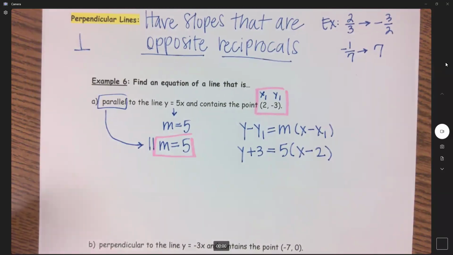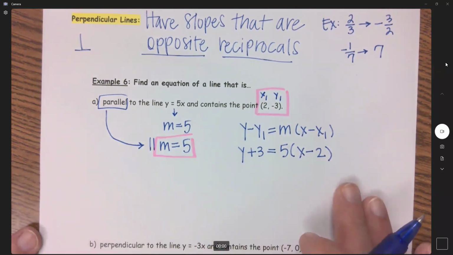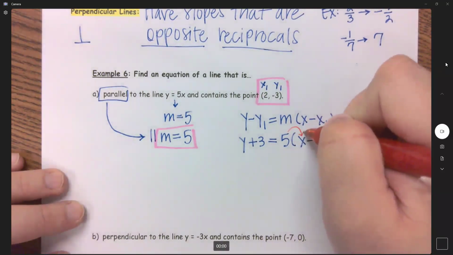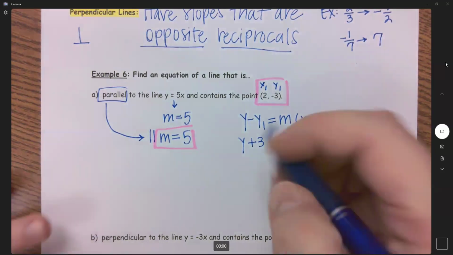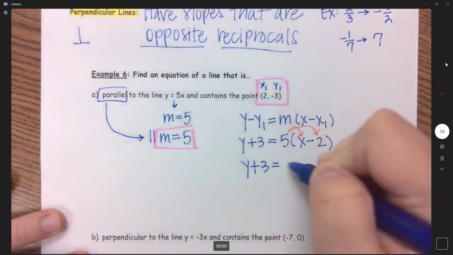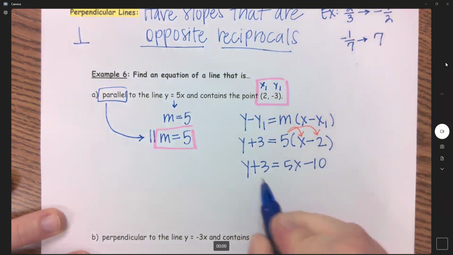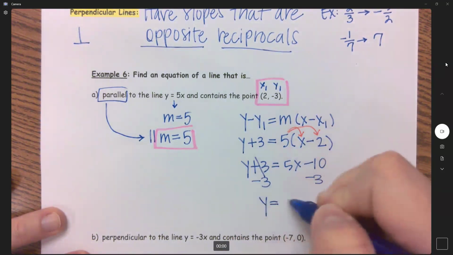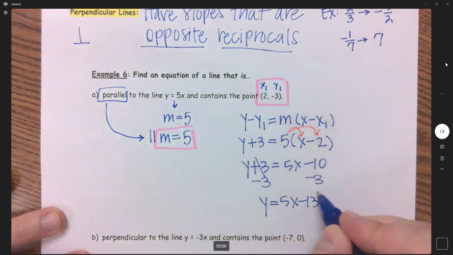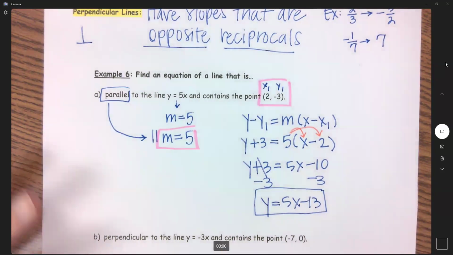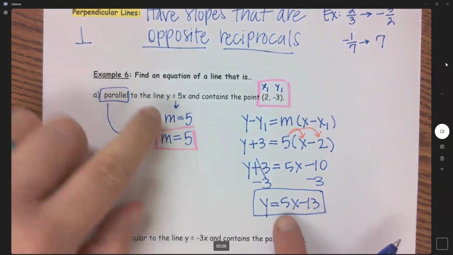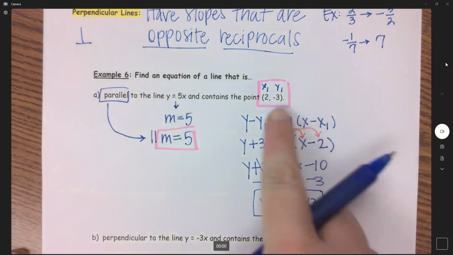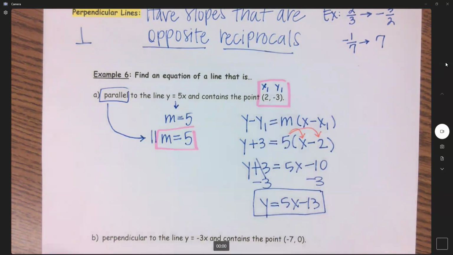Now, honestly, if I need an equation, that is an equation. But let's go ahead and put this into y equals mx plus b form. So the first thing I'm going to do is distribute in that slope. And then subtract your 3. So I do have parallel lines. The slopes are the same. And if we graphed this, we would eventually get to that point (2, -3).